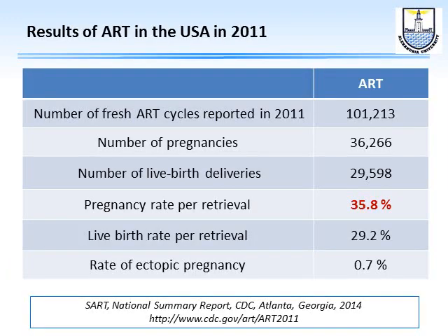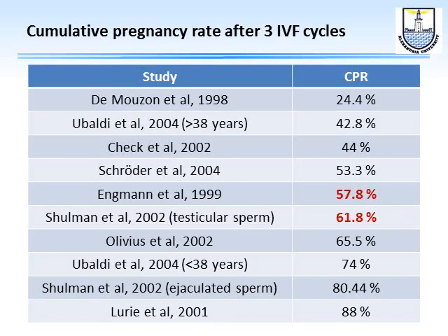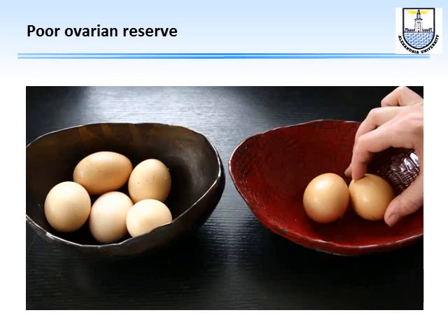But from the beginning, it was clear that the results are not 100%. These are the American statistics showing that the success rate is like 1 in 3. And if we repeat the cycle 3 times, maybe it's about 2 in 3. But of course, there are people who do not become pregnant. There are many reasons for this, and one of these reasons is that the patient, the lady, may have poor ovarian reserve.